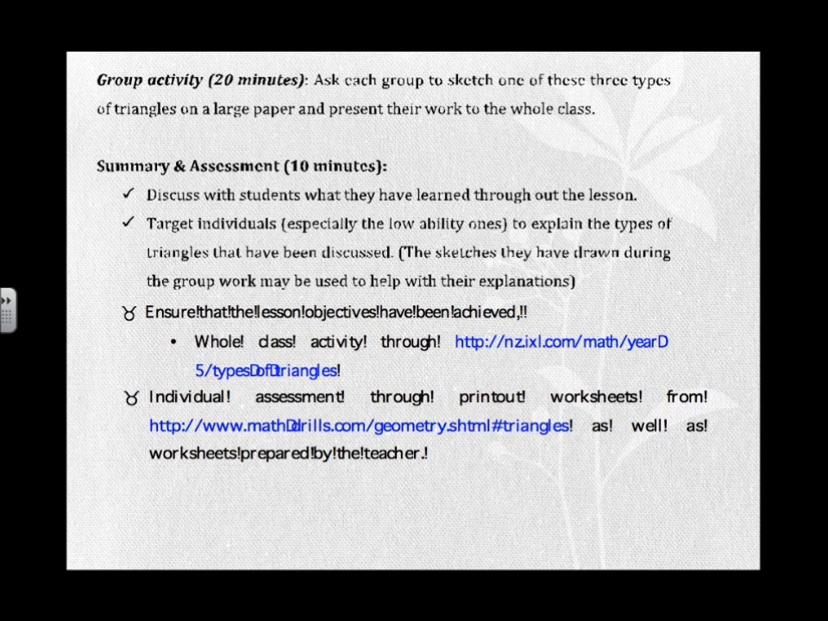After that, summary and assessment will take another 10 minutes of class time to discuss with students what they have learned throughout the lesson, and to ensure whether they have understood the lesson and whether the lesson objective has been achieved. A whole class activity through selected websites, for example as shown, will be used, and followed up with an individual assessment through printout worksheets from another selected website, as well as worksheets prepared by the teacher, which will be given to the students. After this, I will just walk around the classroom and check students' work, and remind students that they have to hand in their work at the end of the class.